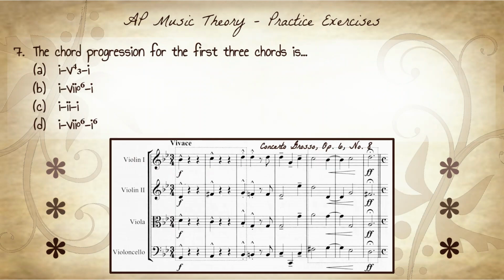Questions 7 and 9 are based on the following excerpt by Corelli. So question 7. The chord progression for the first 3 chords is A. minor tonic to second inversion dominant 7th to minor tonic, B. leading tone triad first inversion to minor tonic, C. supertonic to minor tonic, or D. minor tonic to leading tone first inversion to first inversion tonic.